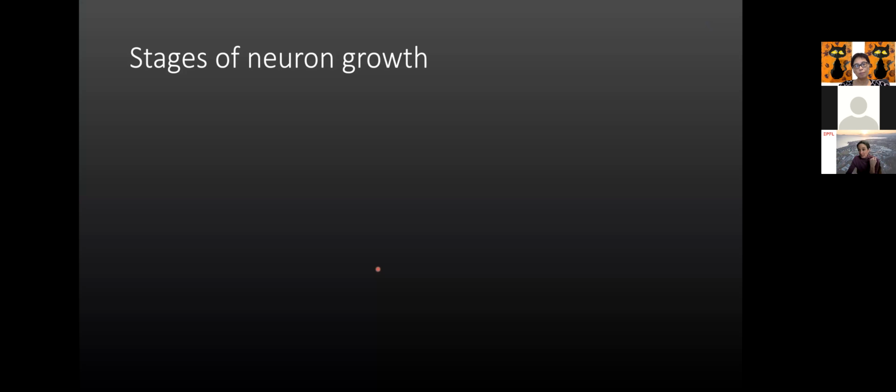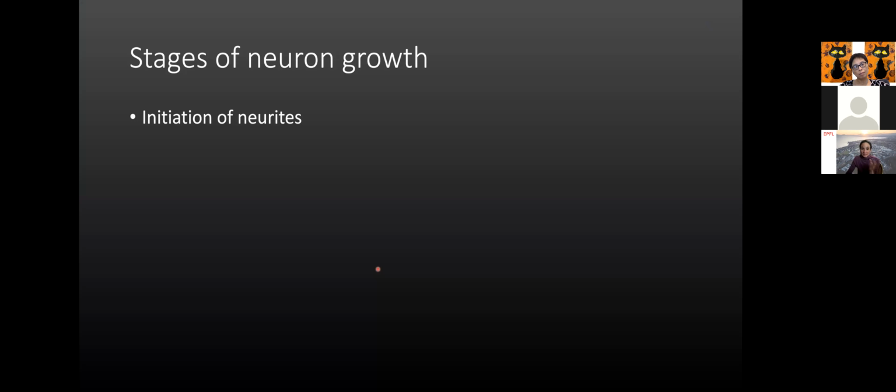In order to understand the algorithm I'm going to describe, I need to tell you a little bit about how neurons actually grow. And if you have other examples in mind of tree-like structures that you're interested in, you can see what the parallels are with how neurons work and think about how you might modify the process I'm going to describe to fit whatever tree-like structures you're interested in.